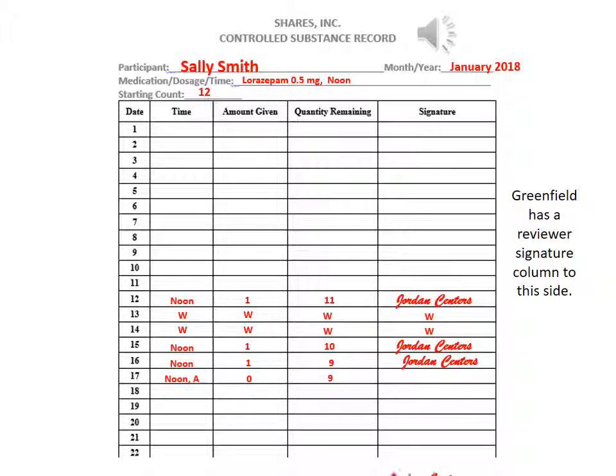On the 18th, I'll let you read because I cannot. On the 18th, it was packed, and then you have 8 left. And then on the 19th was an error, and you still have 8 left. Signature, and you see it's a full signature. It's not initials on this particular form.